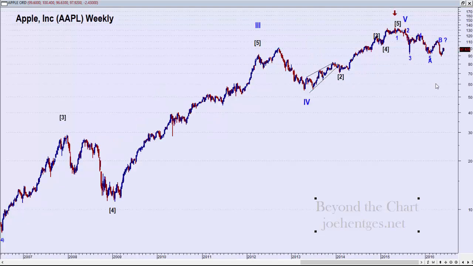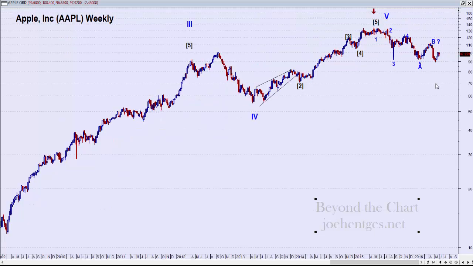Many times, it's not a rule. It's just a common occurrence, let's put it that way, that when you correct, you pull back into wave 4, usually the low of wave 4. So I would say at a minimum, we're looking at a pullback into 55.